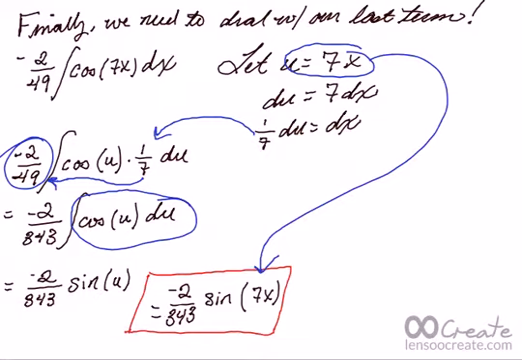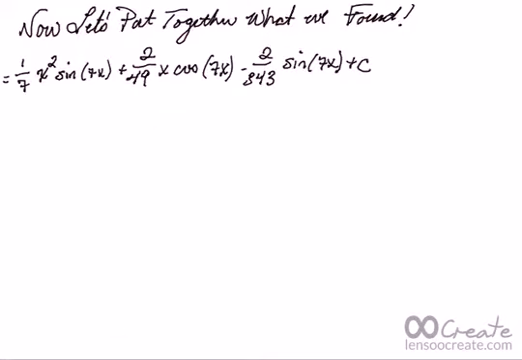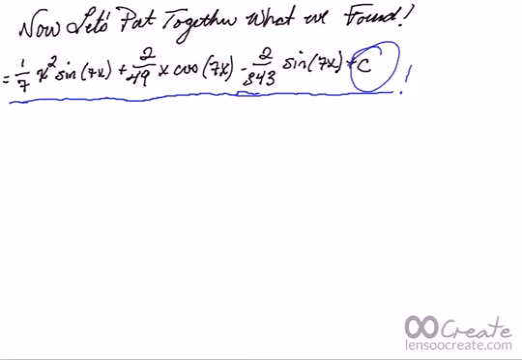So finally, we've got all these terms, and we have to do something with them. So let's just put it together. And our final answer here is going to be 1 over 7 x squared sine of 7x plus 2 over 49x cosine of 7x minus 2 over 343 sine of 7x plus c. Well, that took a while, but we got there. And one final thing, after you've worked so long and hard on this problem, make sure to put that plus c. Don't forget the plus c if this is an indefinite integral.